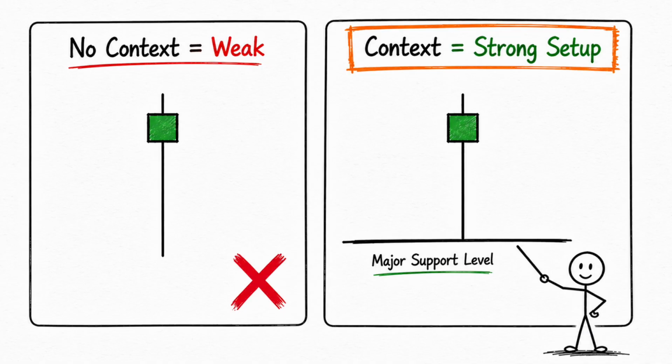Where did it happen? A bullish pin bar in the middle of nowhere? Not very interesting. A bullish pin bar at major support after price sweeps a previous low? Now you've got context. So don't ask, what candle is this? Ask, why did this candle appear here? That's the difference between memorizing patterns and actually reading price action.